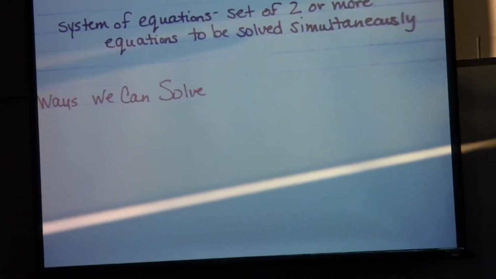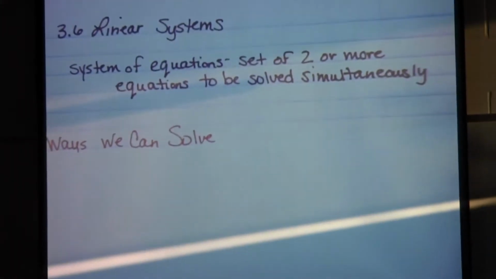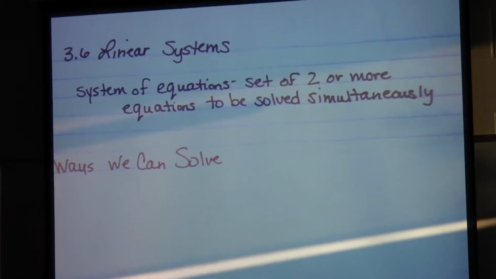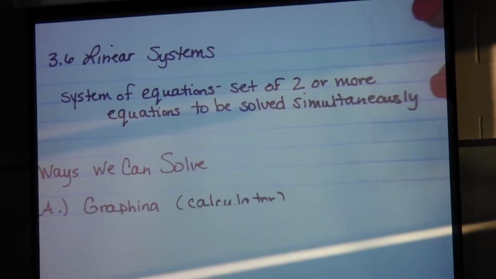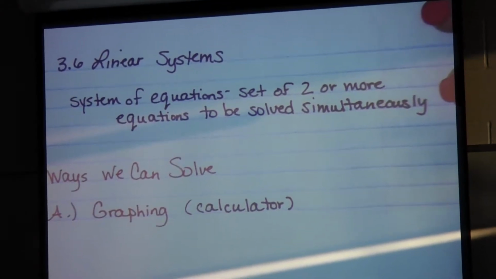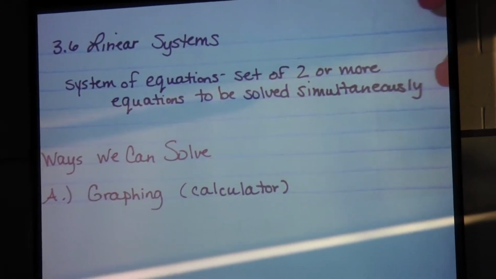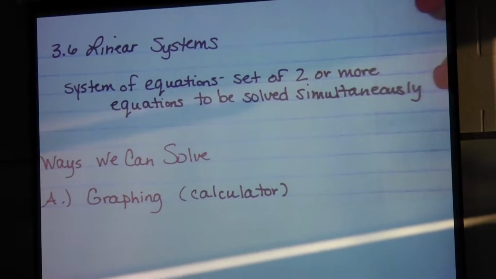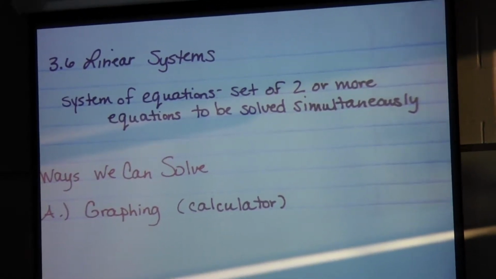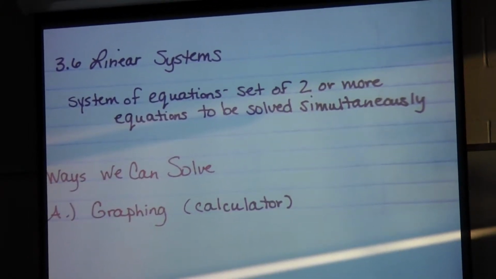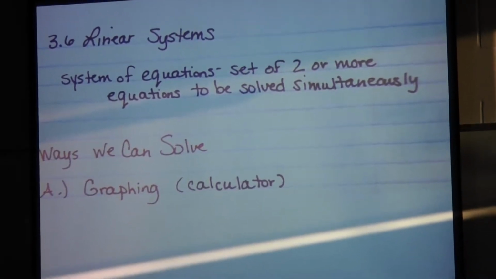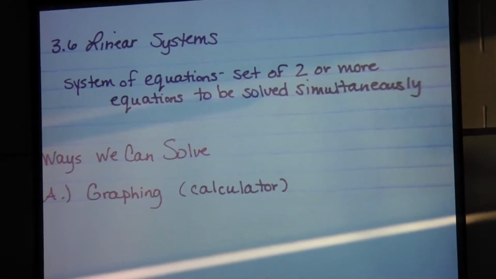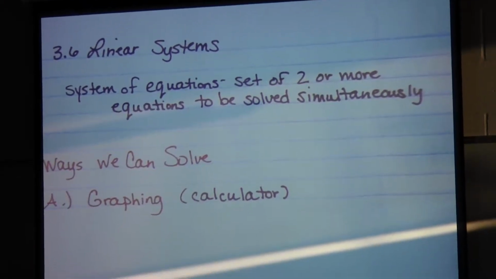There are 4 different ways that we can solve systems. The first way that I've written down, and probably the way that many of you will select to solve your systems, is by graphing using your calculators. So, you're going to need to get your calculators out. At this moment? Yep, we're going to show you how.